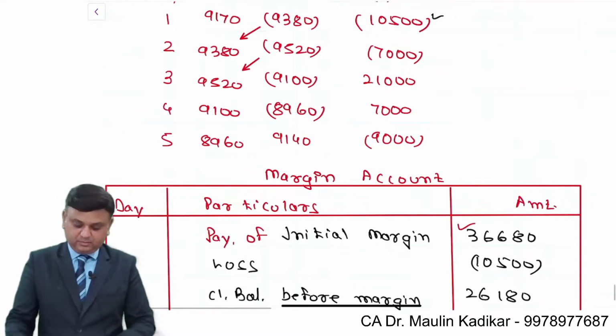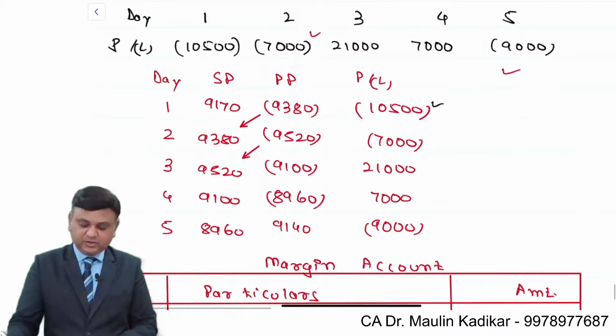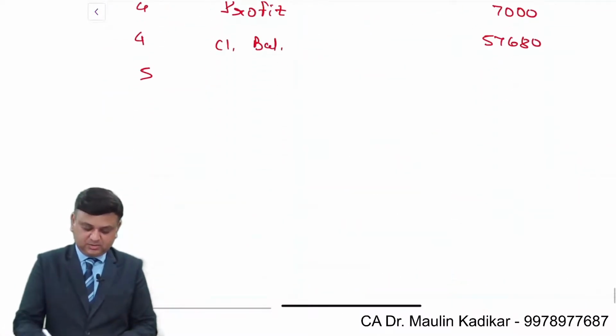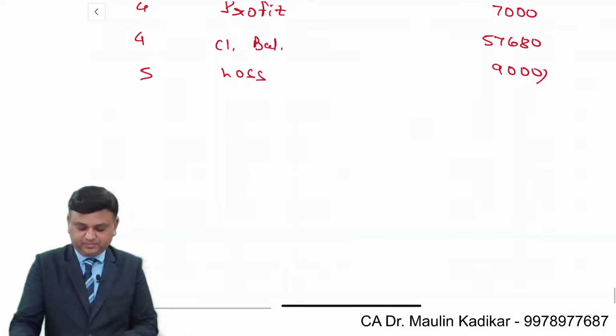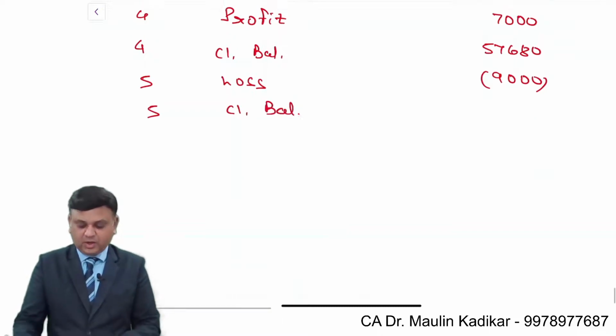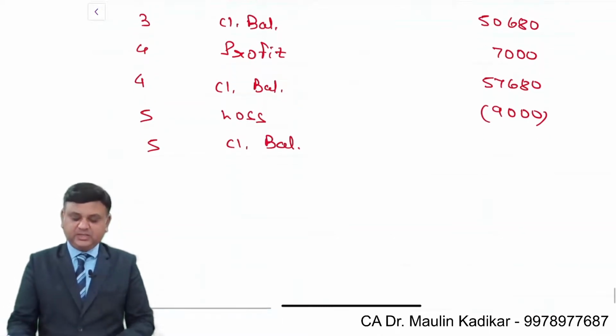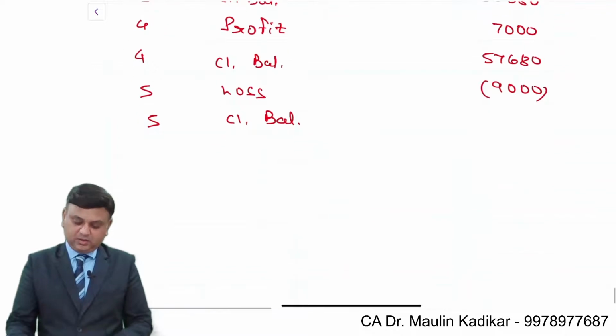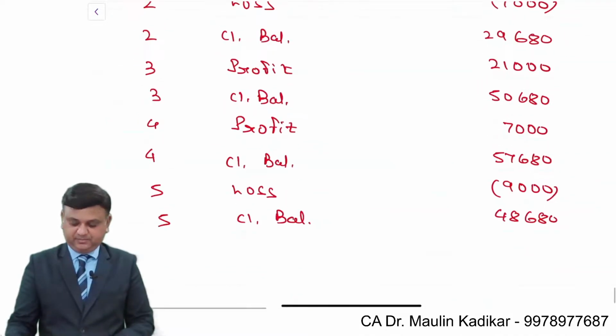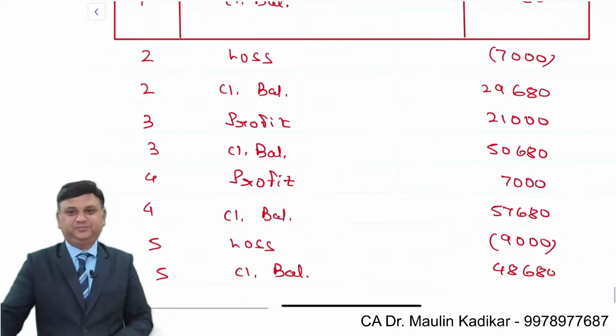On fifth, unfortunately there is a loss of an amount of 9,000. On fifth, there is a closing balance of 48,680. Right, that is the answer.